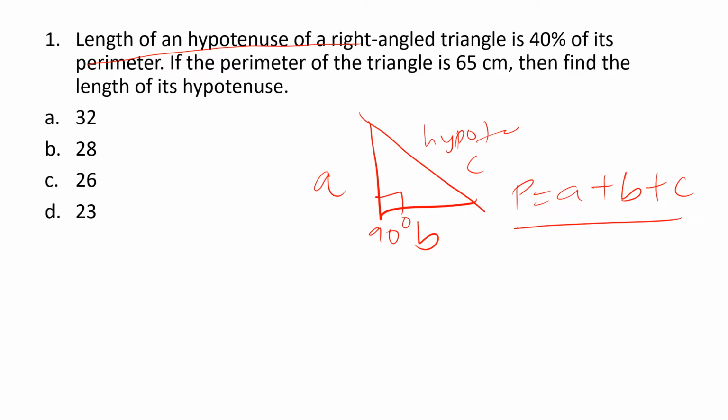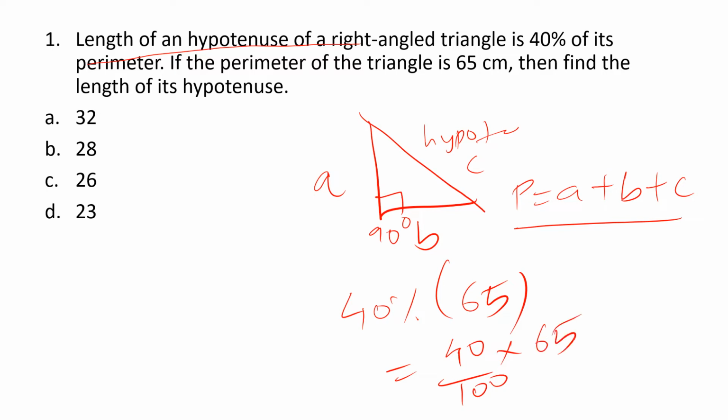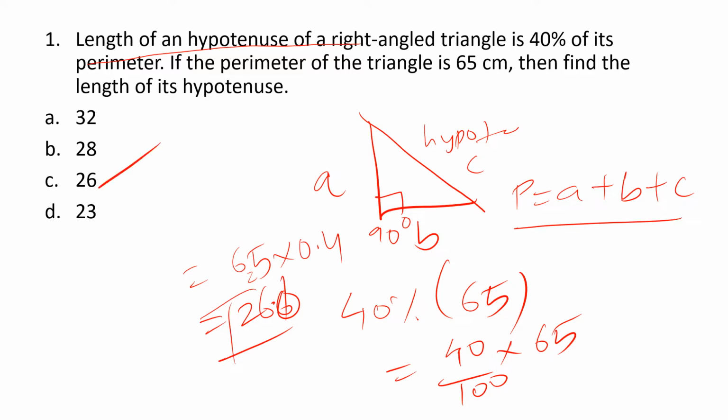So 40% of its perimeter, that is 40% of 65, is equal to 40 by 100 into 65. Directly you can also do 65 into 0.4. We get 5 4s are 20, 6 4s are 24, 26.0, which is 26. So this is the answer. Moving on to the next question.